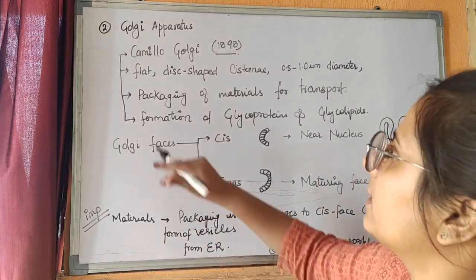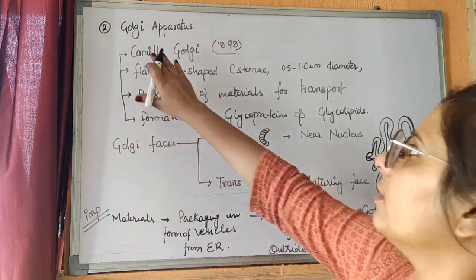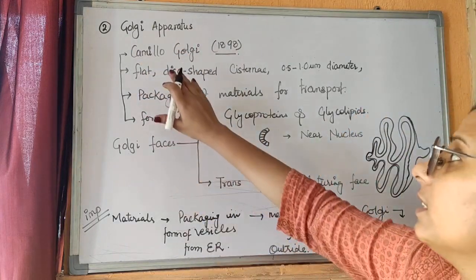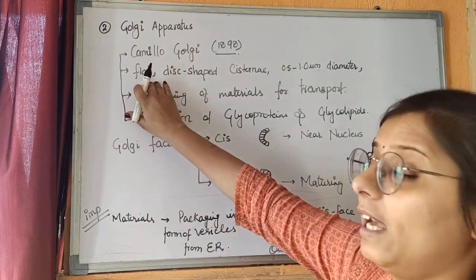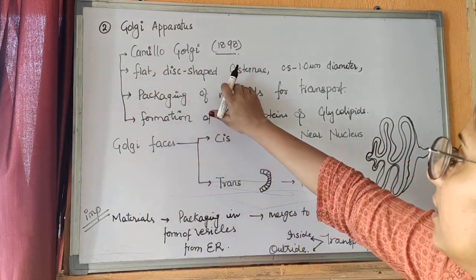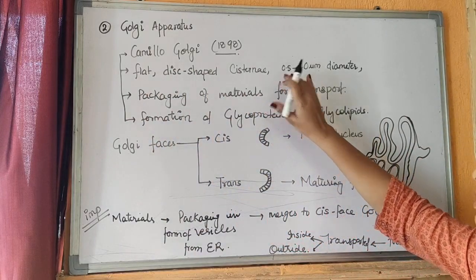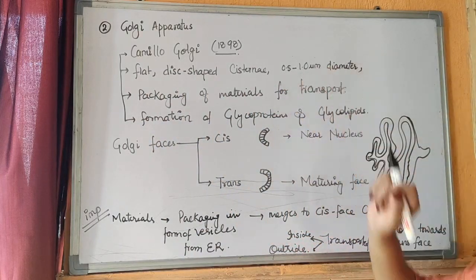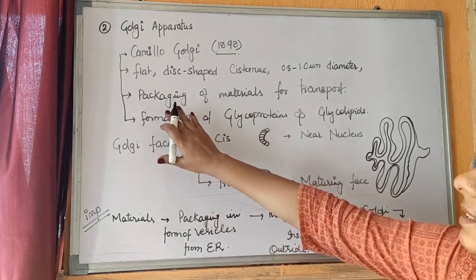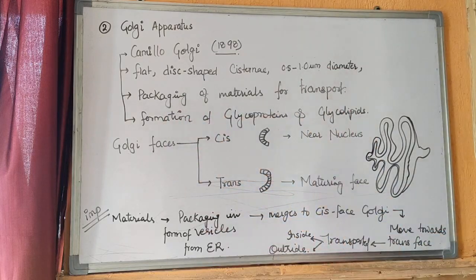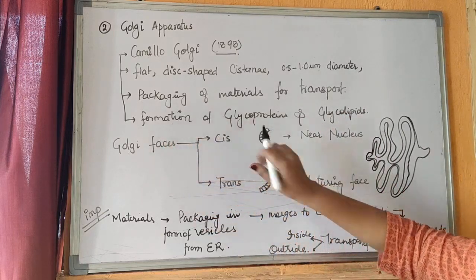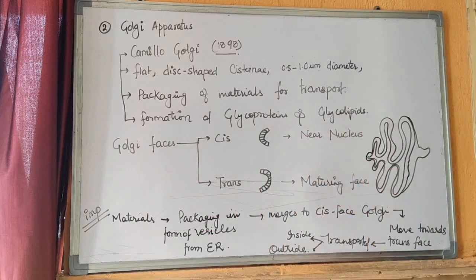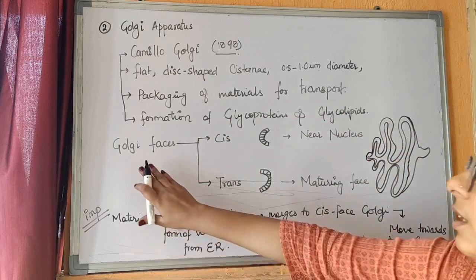Now, the second endomembranous system is the Golgi apparatus. It was discovered by Camillo Golgi in 1898. It's a flat, disc-shaped cistern and its size varies from 0.5 to 1 micrometer in diameter. It's involved in the packaging of materials for transport inside the cell or outside the cell. And also it's involved in the formation of glycoproteins and glycolipids for the plasma membrane.